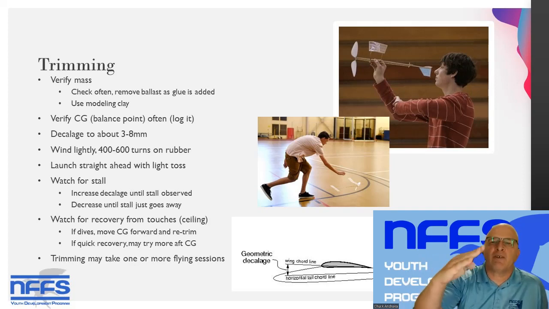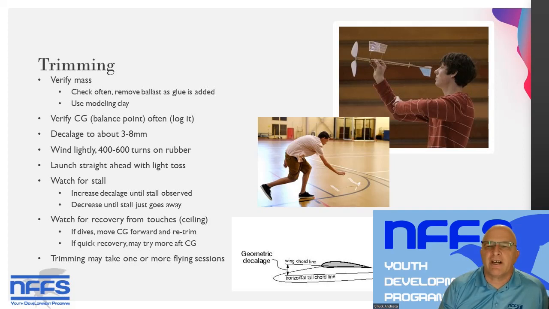If it stalls, that means the nose goes up and drops, goes up and drops. Then you need to decrease the decollage. But generally speaking, the first flight, it's going to slightly dive or fly straight. You want to increase the decollage. That means raise the front of the wing or lower the back of the wing until you get a stall, and then take a little of that out until the stall just goes away. That gets you to a critical trim for the CG location.